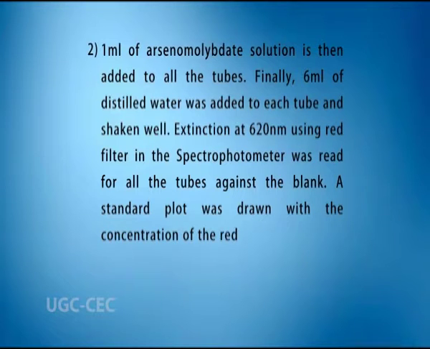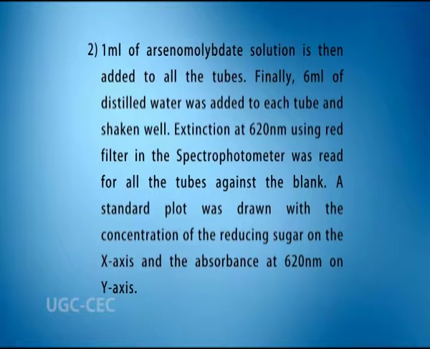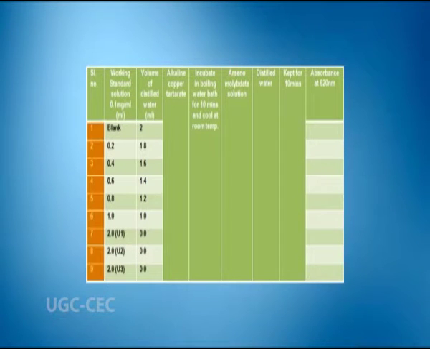A standard plot is drawn with the concentration of the reducing sugar on the x-axis and absorbance at 620 nanometer on y-axis. The test tubes are assigned 1 to 9. In the blank test tube, no working standard solution is added and only distilled water 2 ml is added. In the second test tube, 0.2 ml of working standard solution and 1.8 ml of distilled water is added. In the third test tube, 0.4 ml of working standard solution is added and 1.6 ml of distilled water.